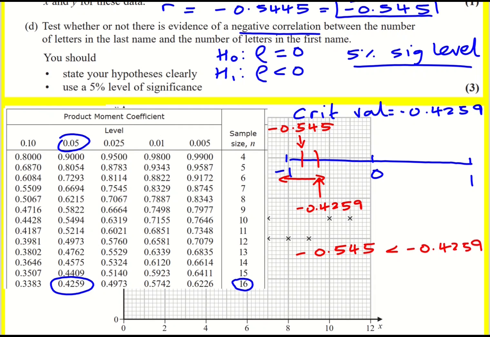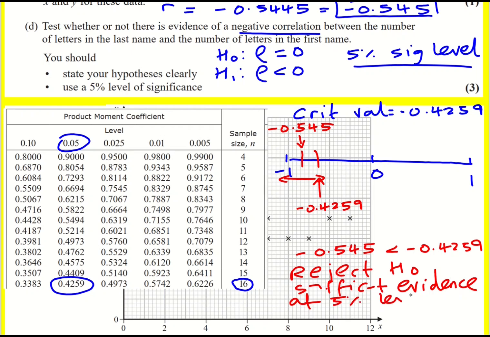So I'm going to reject H0. We're in the critical region. Sufficient evidence at the 5% level that there is negative correlation in the population.